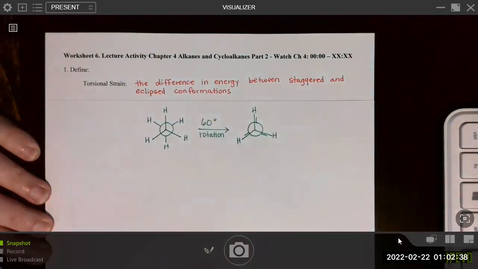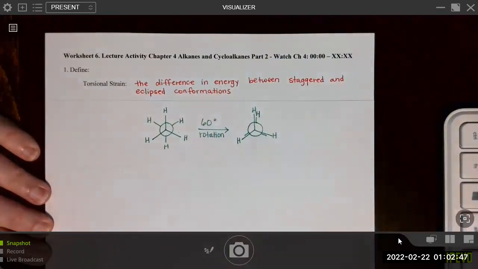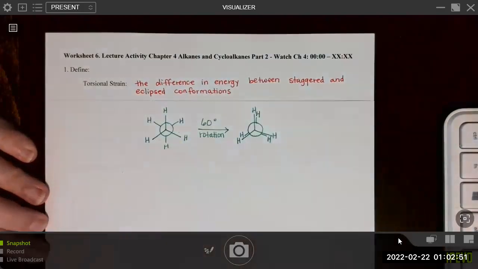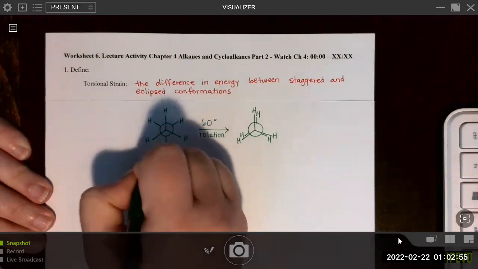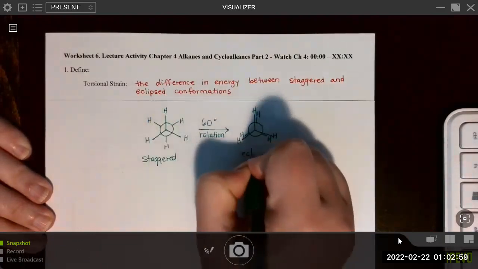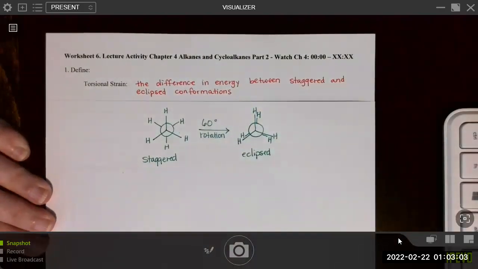And again, it doesn't have to be perfect. Usually they're slightly askew, so you can actually see what's behind there, even though the intention is that they're directly behind. And so something like this would be an eclipsed conformation, right? So it's the difference in energy between staggered and eclipsed. And this, again, is just an example using ethane.